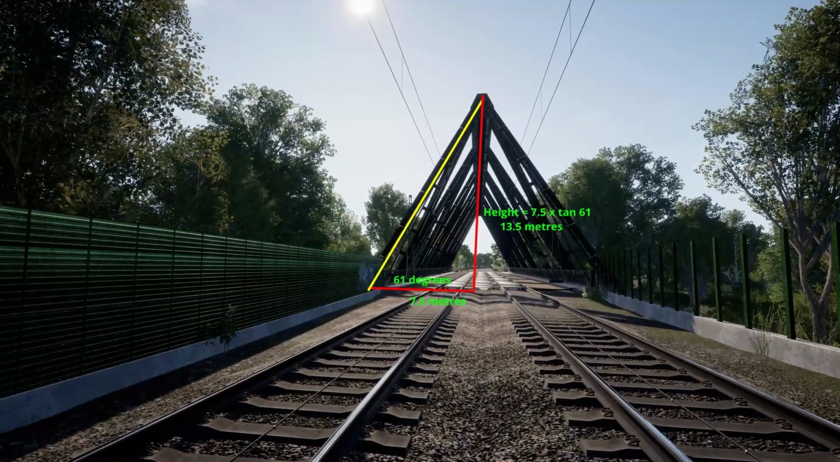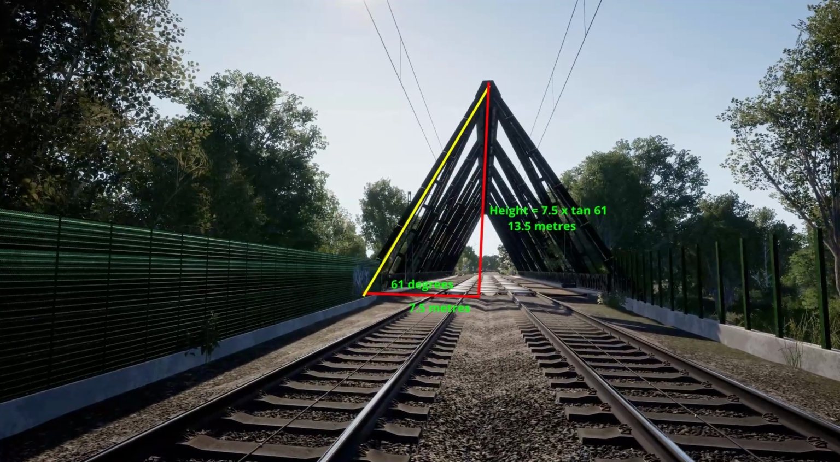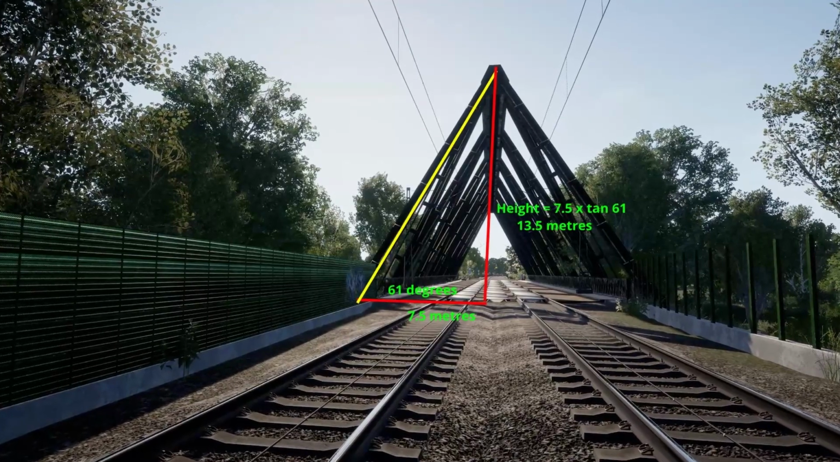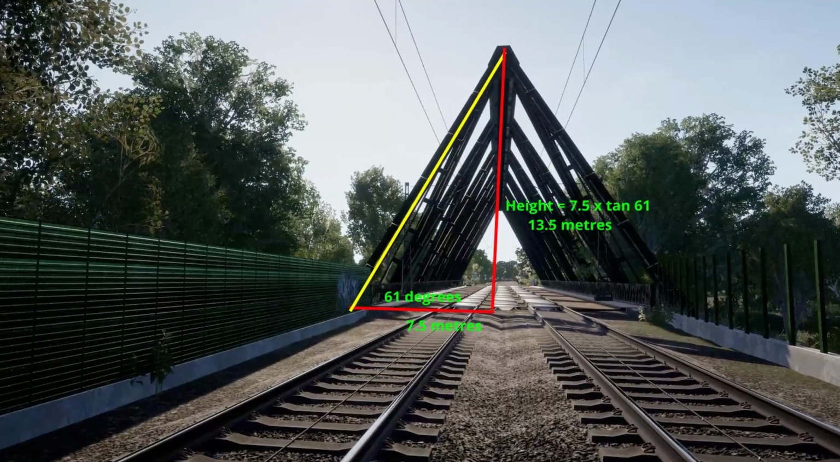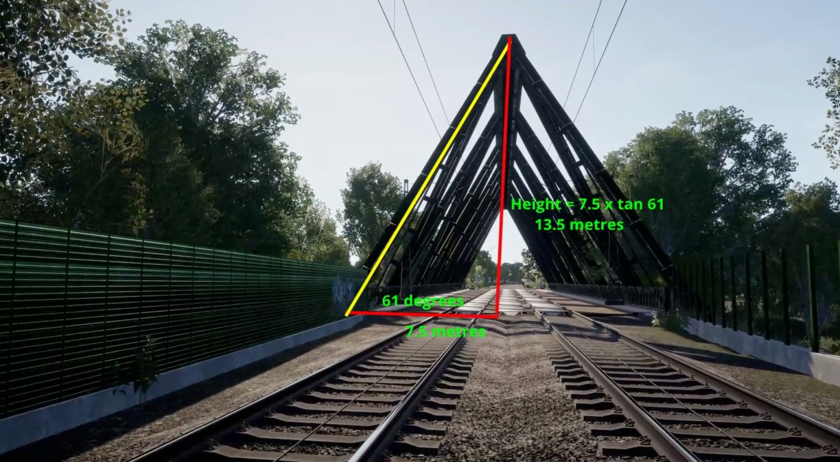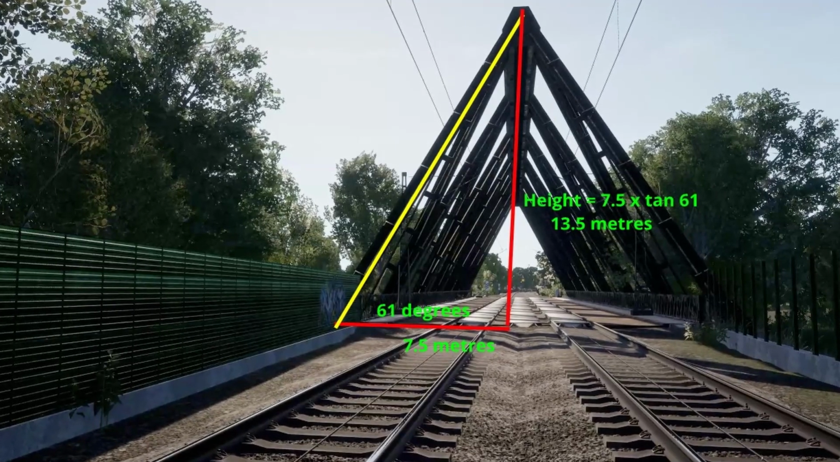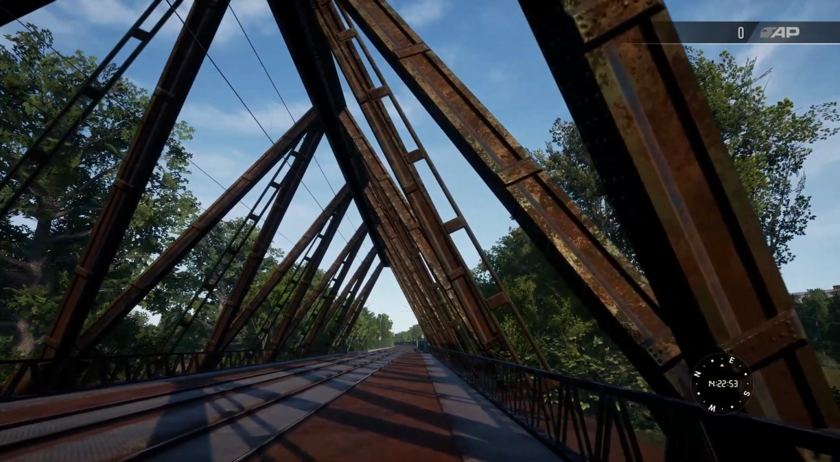Using a cheap plastic school protractor, I measured the angle of the side. I used the calculator on my phone to find the tangent of the angle. The height is the tan of the angle times the half measure of the base, giving a height of 13.5 meters. Whilst at the bridge on foot, look at the construction of the bridge.